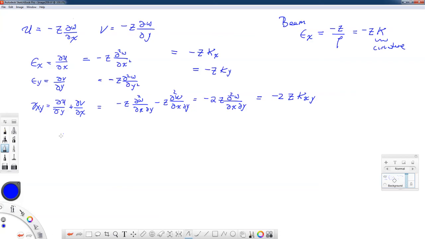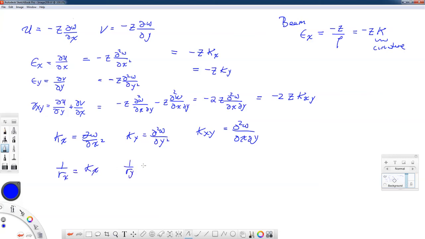Alright, so just to formally write these down then, curvature in the x would be the second partial of w with respect to x. Curvature in the y would be the second partial of w with respect to y, and this mixed curvature term kappa xy would be equal to the second partial of w with respect to x and y. We can also find various radii of curvature. We want 1 over rx equal to this kappa x, 1 over ry equal to kappa y, and a mixed term 1 over rxy equal to kappa xy.